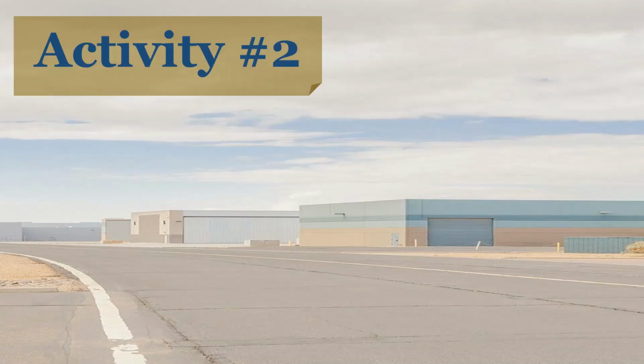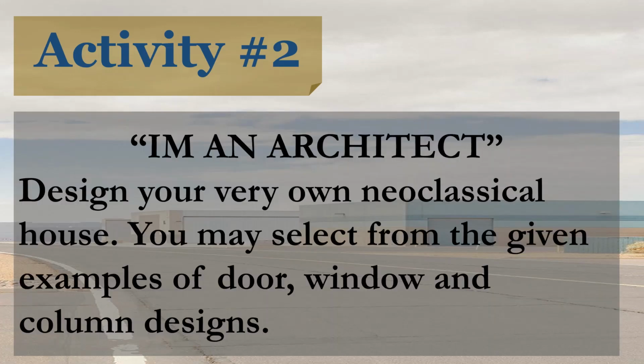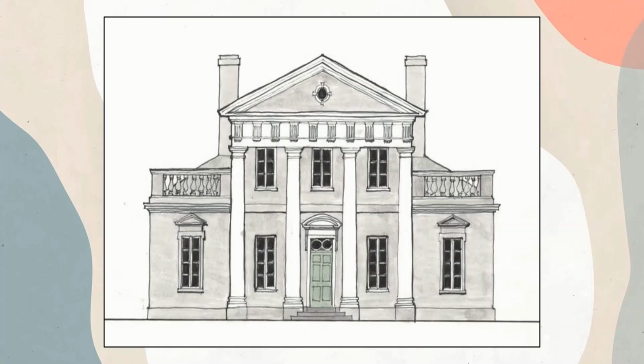Now, let's do your activity number 2. This activity is called I Am an Architect. So here, you will design your very own neoclassical house. You may select from the given examples of door, window, and column designs. So here are the example designs that you may want to recreate. Next.